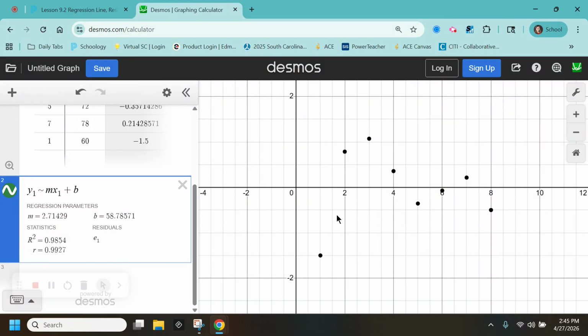So for example, this point here, 1, 60, if we look at 1, it is about negative 1.5 units away from our line of best fit, which means it was below the line of best fit, and it's about 1.5 away. And then these don't really follow a certain pattern. And so that basically states that our linear regression is our best fit for this model.